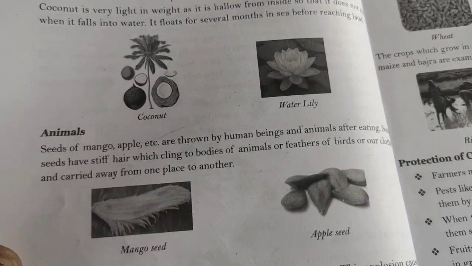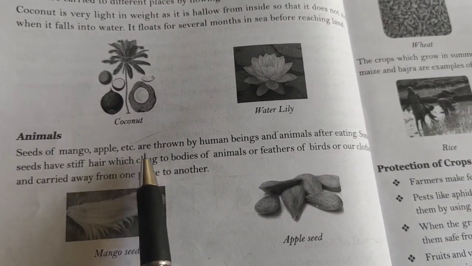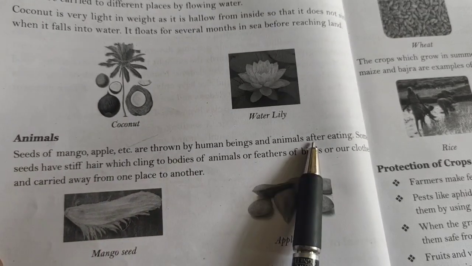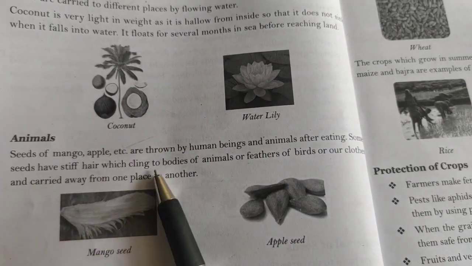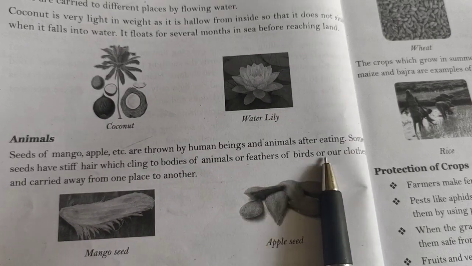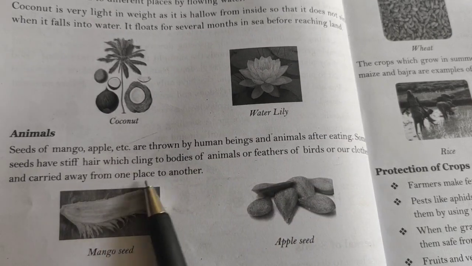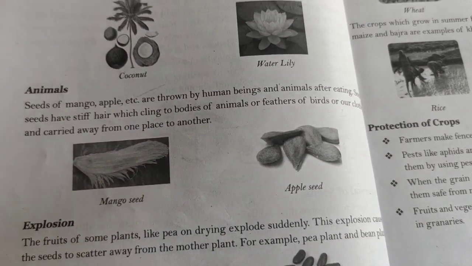Next, how animals will disperse the seeds. Seeds of mango, apple, etc. are thrown by human beings and animals after eating. Some seeds have stiff hair which cling to the bodies of animals or feathers of birds or other cloths and are carried away from one place to another. See example, apple seed and the mango seed.